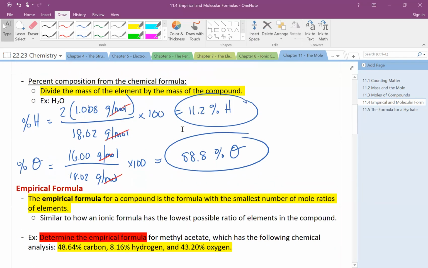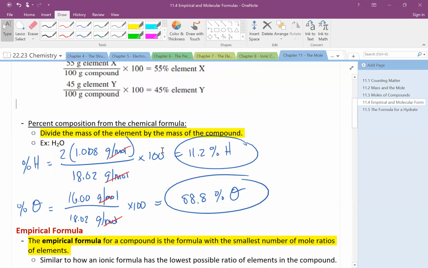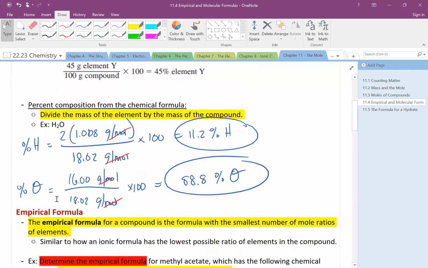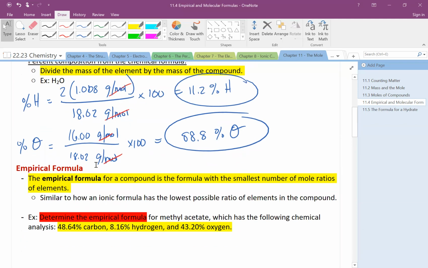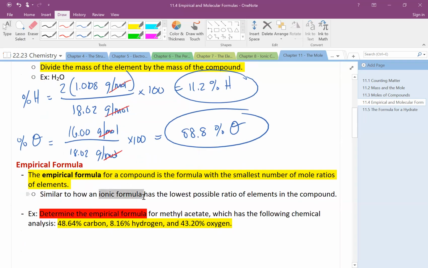Now, this is all great. However, it's going to produce what is called the empirical formula. The empirical formula for a compound is the formula with the smallest number of mole ratios of elements. So when we first do these calculations, we're going to get something very similar to an ionic formula, which has that lowest ratio of elements in your ionic compound. Likewise, an empirical formula is your lowest ratio of elements in a compound.